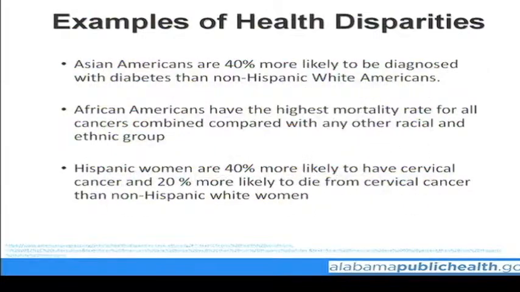Some examples of health disparities are shown on this slide. According to the American Progress, Asian Americans are 40% more likely to be diagnosed with diabetes than non-Hispanic white Americans. African Americans have the highest mortality rate for all cancers combined compared with any other racial and ethnic group. Hispanic women are 40% more likely to have cervical cancer and 20% more likely to die from cervical cancer than non-Hispanic white women.